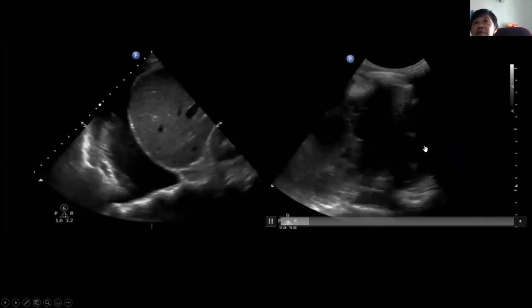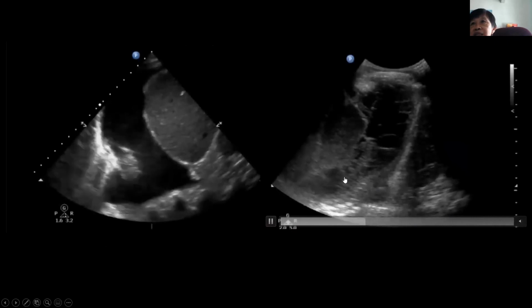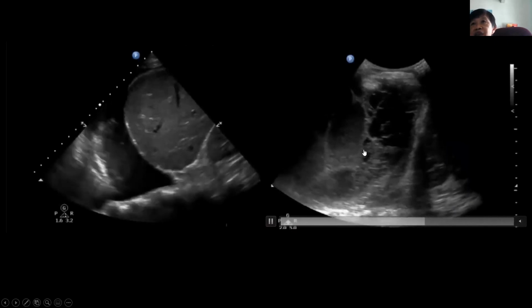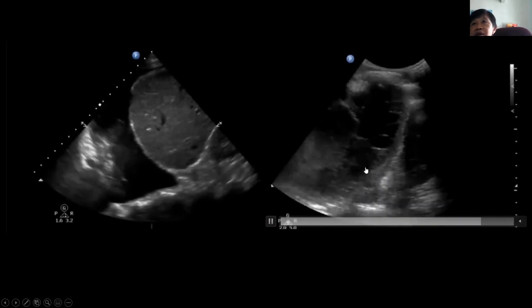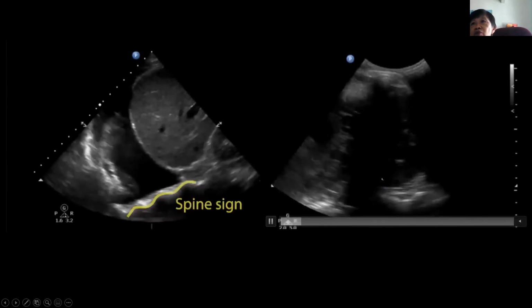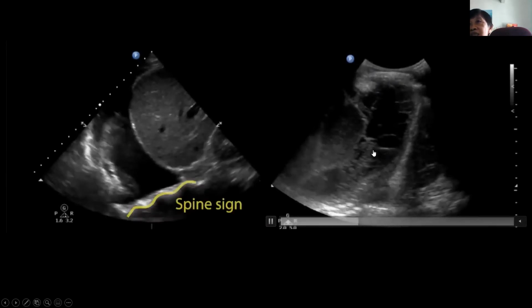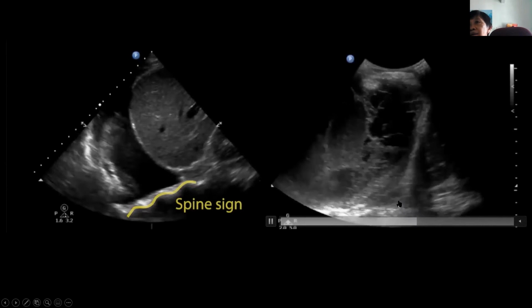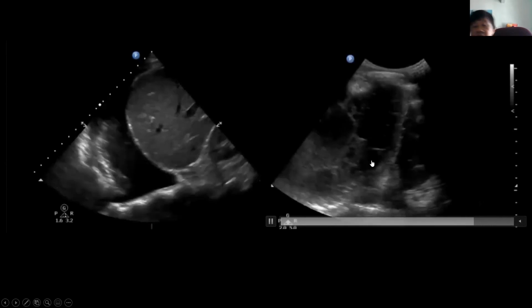And here is the same thing, but now you can see the fluid there, you can see fibrin, you can see other kinds of tissue inside it, which suggests that this is empyema.